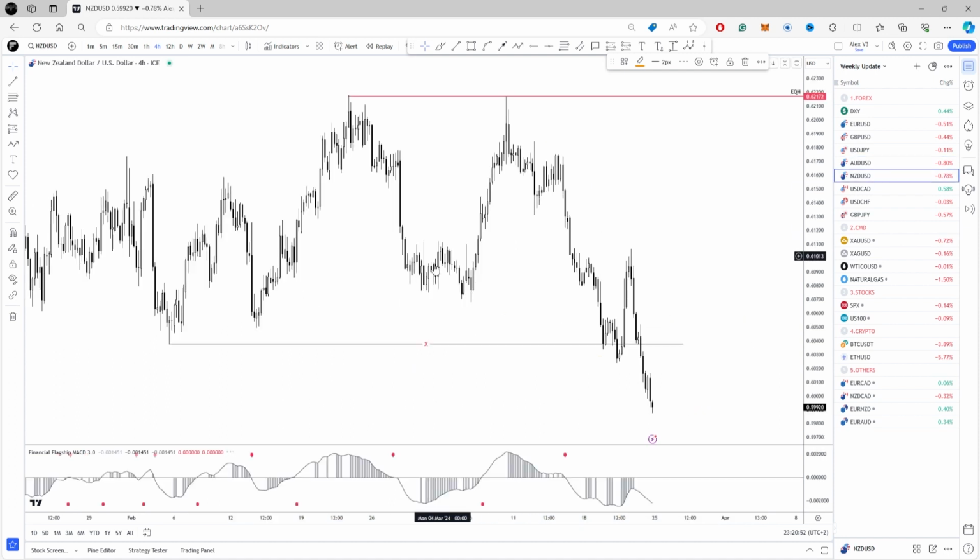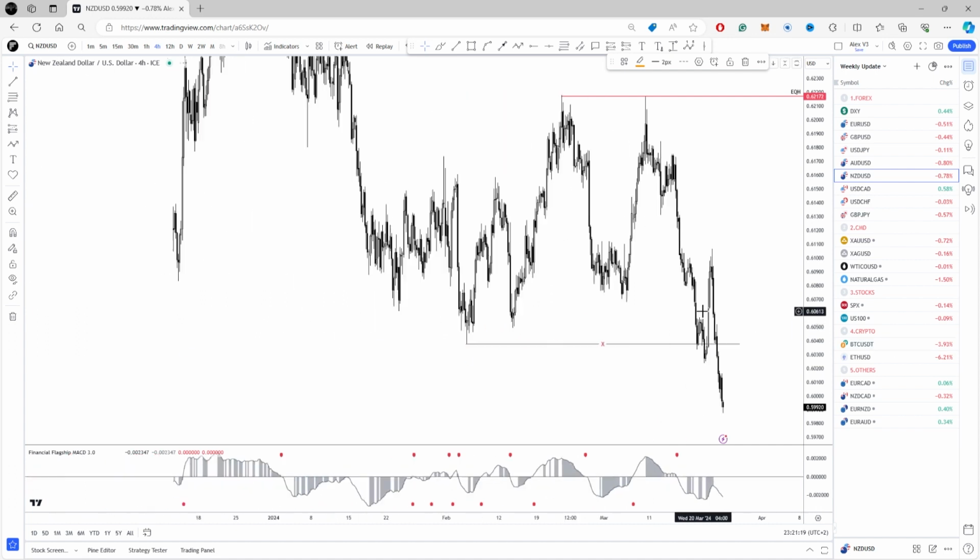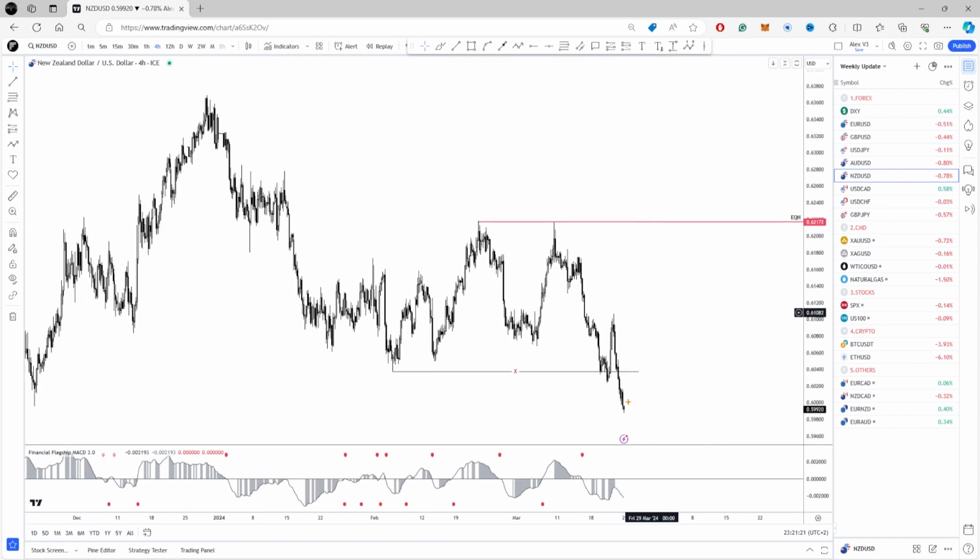New Zealand USD, we were expecting a drop for this one as well. This had a pullback and then the price started to drop, taking out all this liquidity from this level here. As you can see, it's marked on the chart. Now the next move for New Zealand USD is a consolidation and another continuation towards the downside.